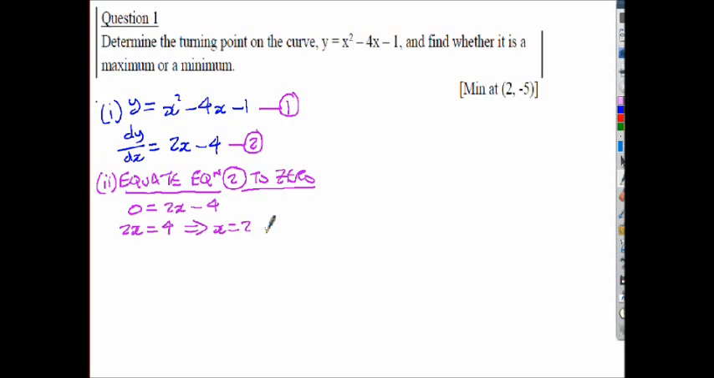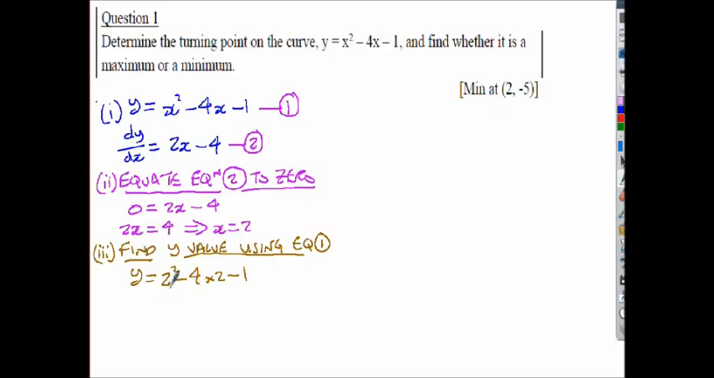So now we've defined our turning point in the x direction, but we need to know what it is in the y direction. So that's where step 3 comes into play. So step 3, find the y value. So using equation 1 here, just simply put the value of x into equation 1. So y is equal to x squared, so that would be 2 squared minus 4 multiplied by 2 minus 1 in this case. So that's going to be 4, take away 8, looks like we've got a negative 5 there. So negative 5. So we now know our turning point coordinate. So that will be 2, negative 5. So that's where the turning point occurs in 2 dimensions.